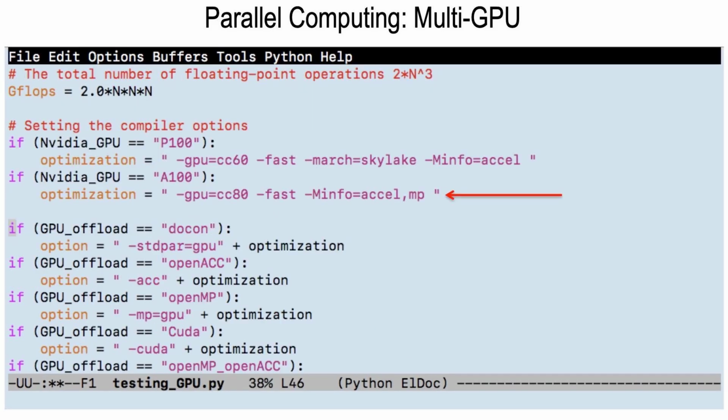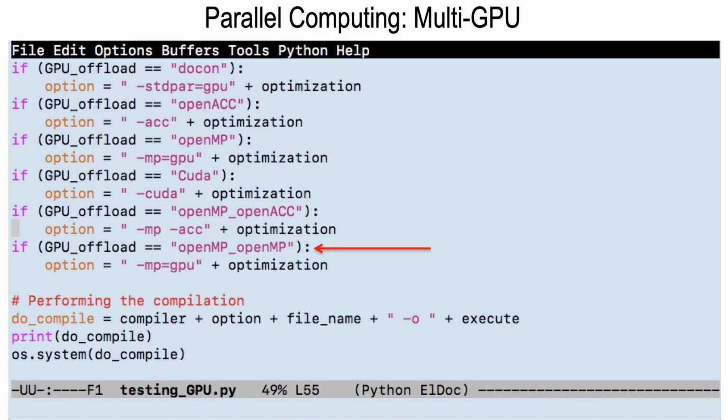We are implementing compilation optimizations for the A-100 GPUs and have added the option to obtain details on the OpenMP optimization using the MP option. The compilation option for OpenMP offloading is used.